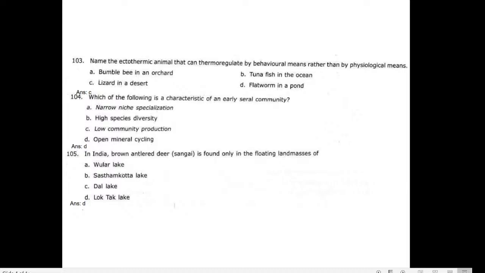They are open mineral cycling. Their characteristics are the open mineral cycle. Why they are having these characters, how they mention the characters, how they are separating the characters of the particular community. In each and every step of these stages of the ecosystem, we have specific characters.